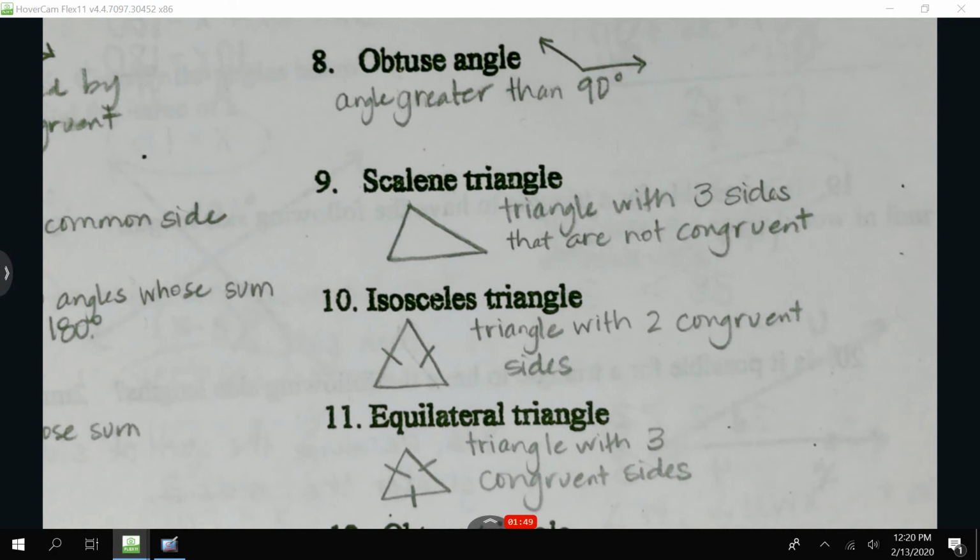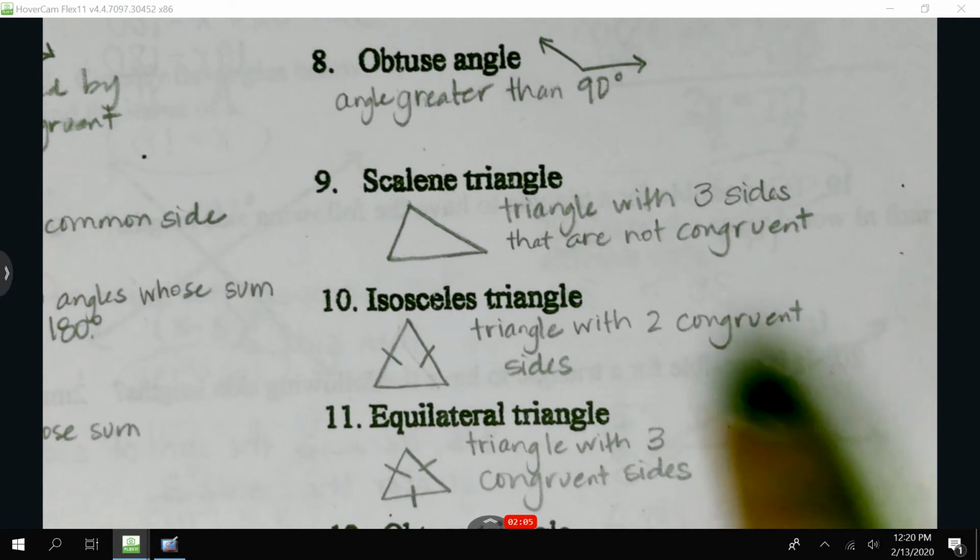No. Less than 180, right? It can't be a straight line, so it has to be between 90 and 180. So greater than 90, but it can't be greater than 180. It has to be less than 180.